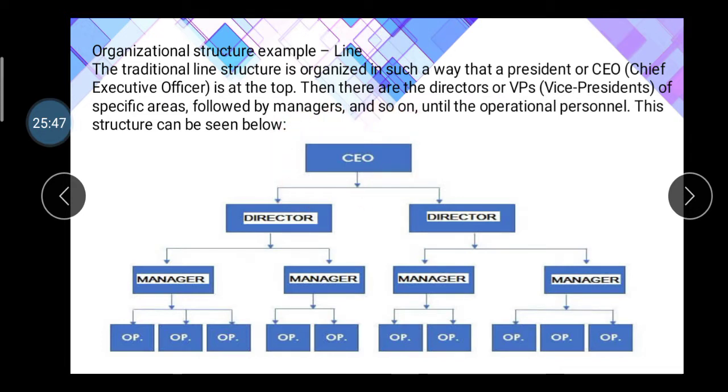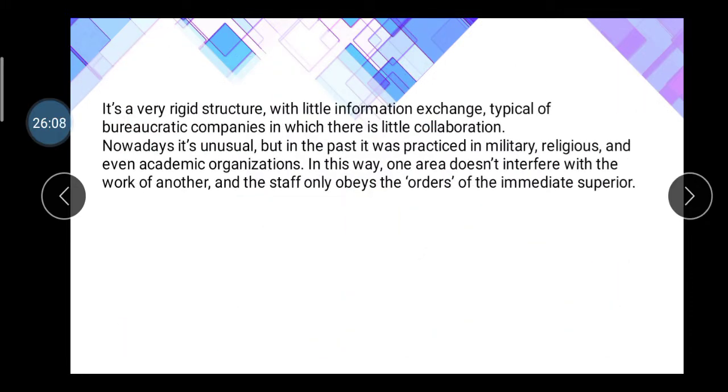All the delegation of authority and responsibility is given line by line, meaning higher authority with the CEO, then directors, then managers, and managers give the authority to operational persons. So it's line by line authority. That's why this organization structure is called the line structure. It's a traditional method. It's a very rigid structure with little information exchange, typical of bureaucratic companies in which there is little collaboration. So nowadays it's unusual.